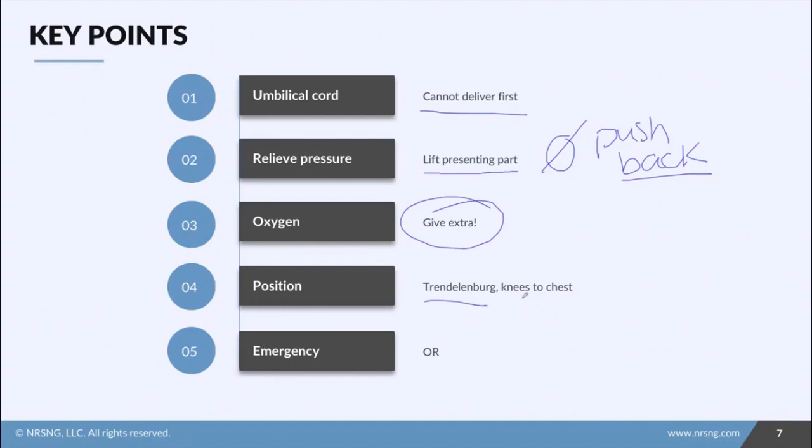Position is Trendelenburg or knees to chest. And this is an emergency. We're going to go to the OR and we're going to deliver by C-section. In these deliveries, someone has to stay between the patient's legs and that head, remember, as we're going to the OR. And you can't just say, okay, my job's done once we're in the OR. No, the nurse has to stay there between the legs to help relieve that pressure off the cord.